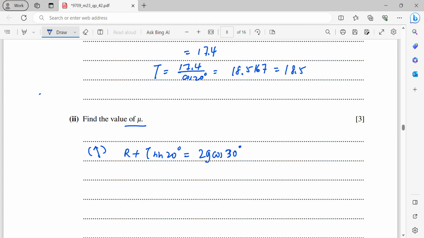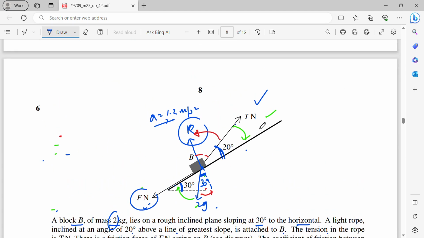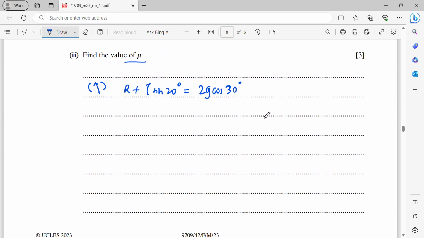Because your forces are in the direction perpendicular to the plane, we don't consider the A, right? Because your A is along the plane. So that's why I'm getting this now. Then my R is going to be 2g, g is 10, cos 30 degrees is square root 3 over 2, then minus T sine 20 degrees.